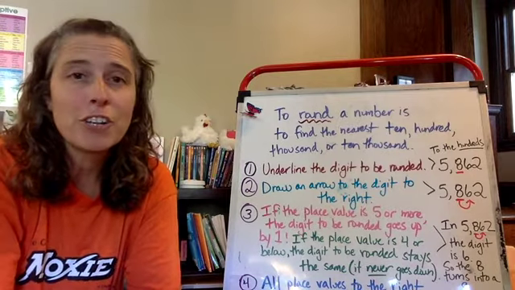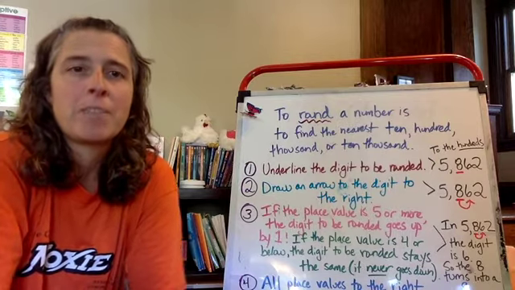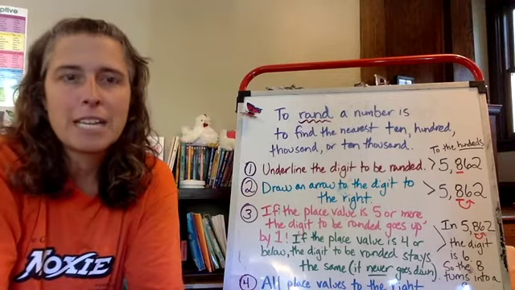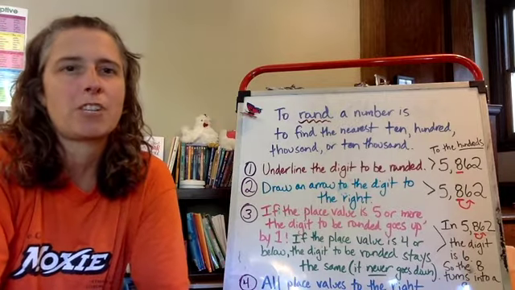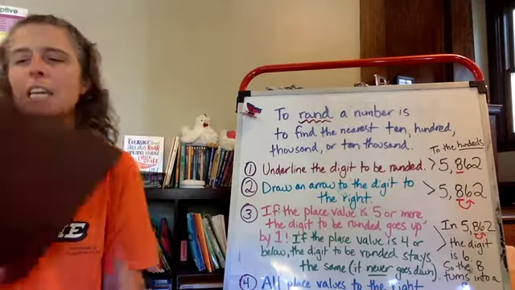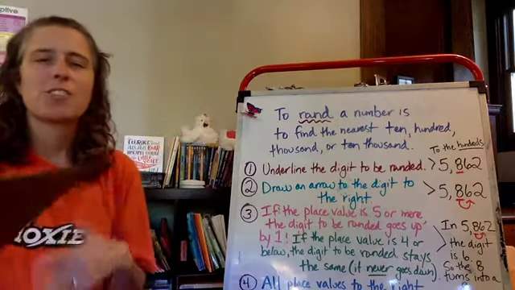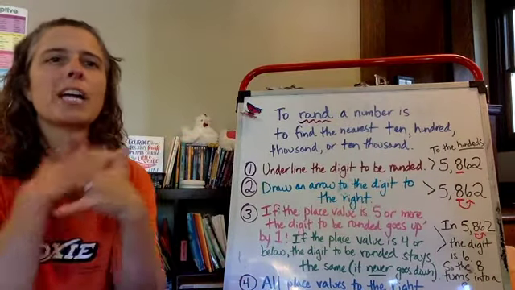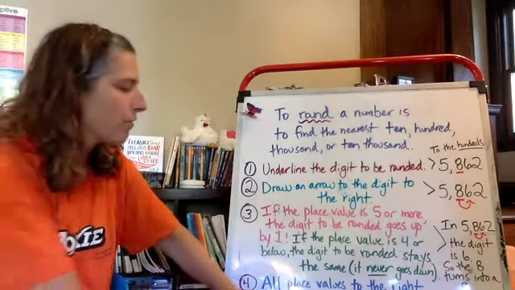But a lot of third grade standards actually have to do with practicing making estimation. And so the lesson that we're doing today is about rounding numbers, and rounding is a form of estimation. So our math focus today is I can round numbers to the nearest 10,000. So today we're going to look at how to round numbers. So let's look at the definition of rounding numbers first.